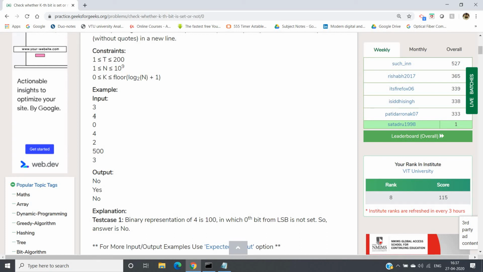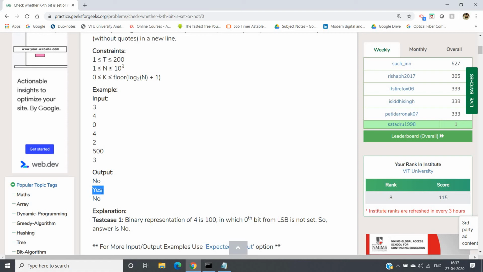For example, for 4, the binary representation is 100, so the 0th bit from the right hand side is 0, so that is not set, and the output should be no. If you consider the second one, 4 with binary representation 100, the second bit from the right hand side is 1, which is set, so the output should be yes. Okay, so this is how you should write the code. Try to think about one algorithm which can be used to solve this particular problem, implement it, and check whether it is giving correct output or not.